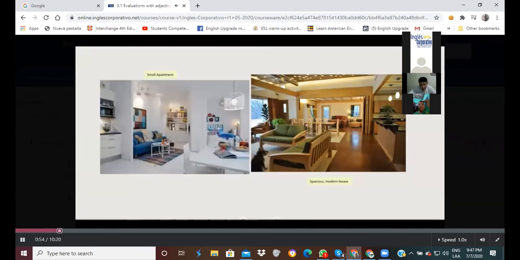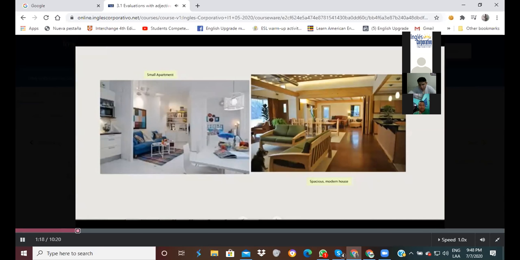Apartments are too small for pets. Apartments aren't big enough for families. Apartments don't have enough parking spaces. Apartments have just as many expenses as houses. Apartments don't have as many rooms as houses.